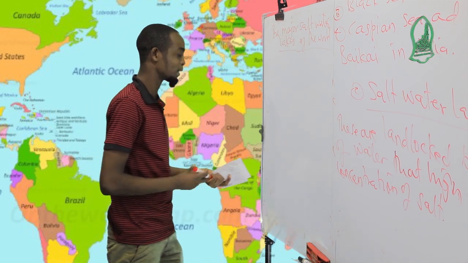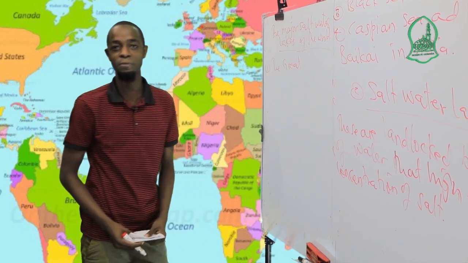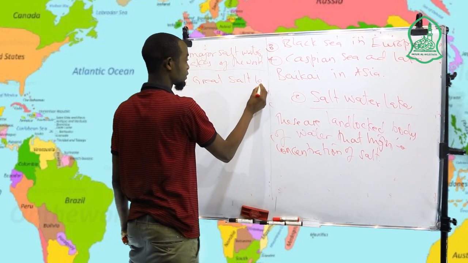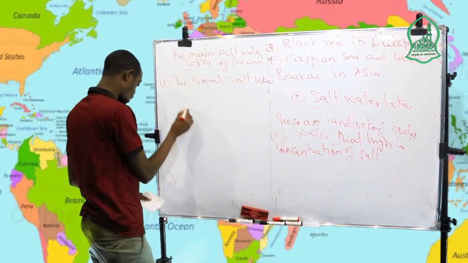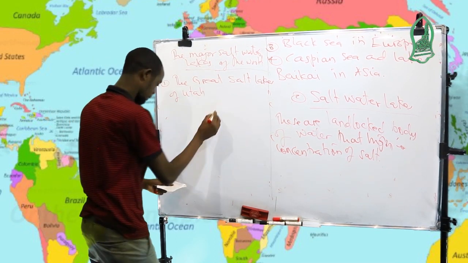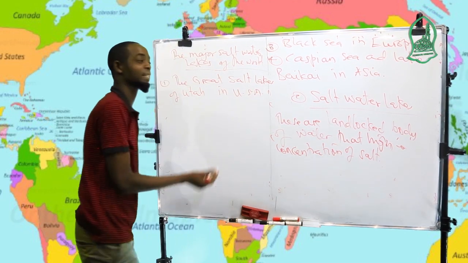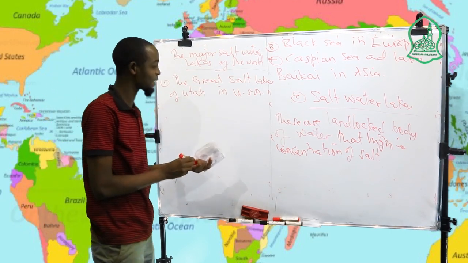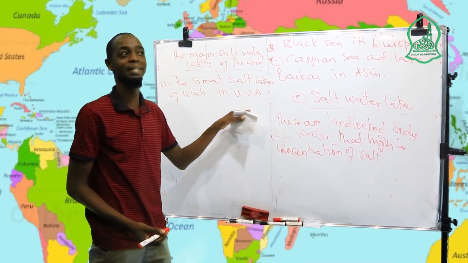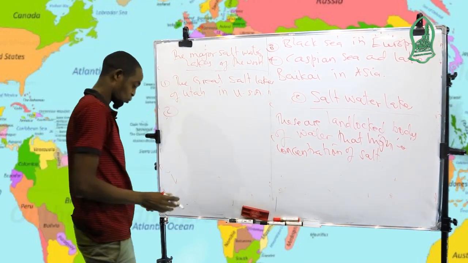We have the first one, known as the Great Salt Lake of Utah in the United States of America. This is found in the USA.